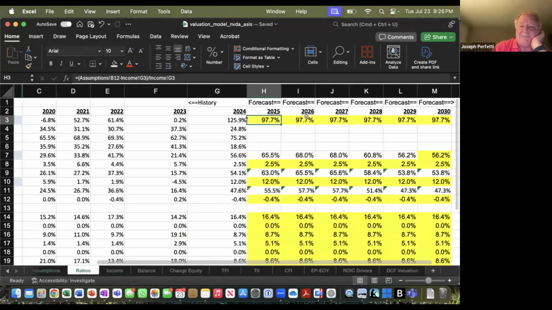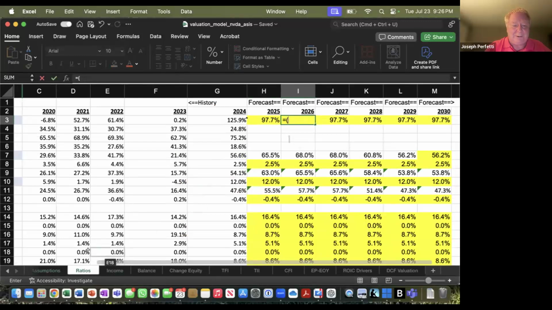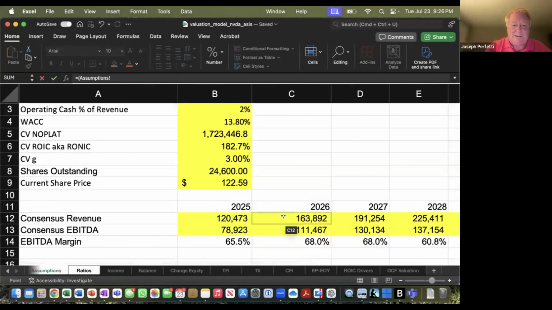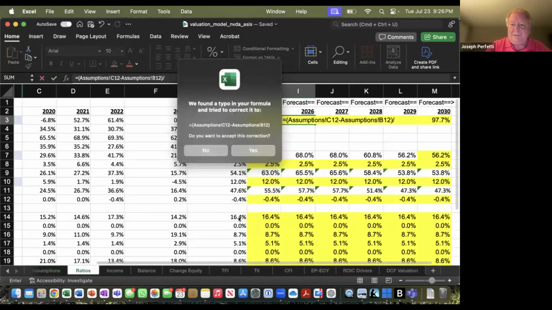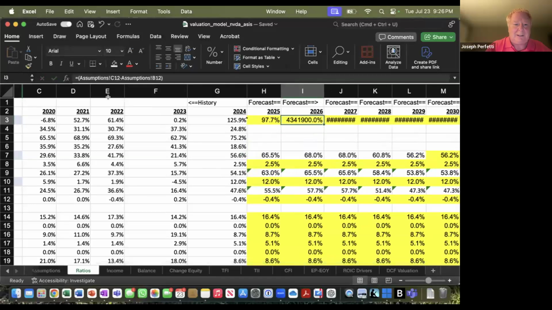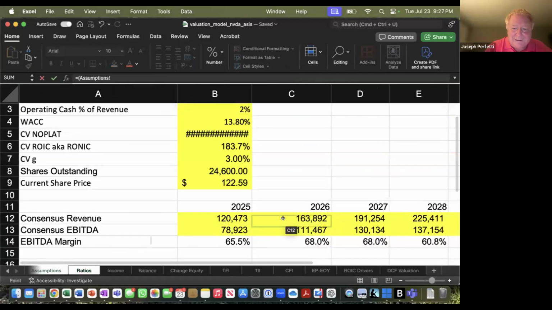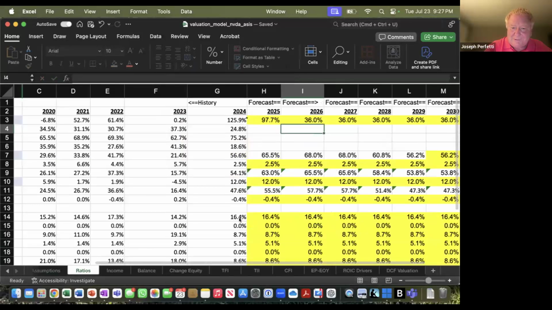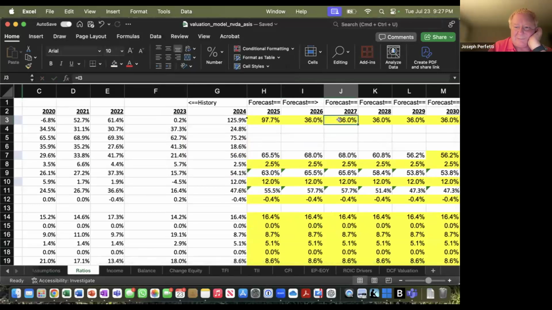I'm going to do that for 2026. Equals current year revenue forecast for 2026, assumptions C12, minus last year's revenue, 2025 revenue is B12, divided by B12. Growth rate next year, whoa, what did I do? Equals current year minus previous year divided by previous year. There we go. 36% growth rate next year.